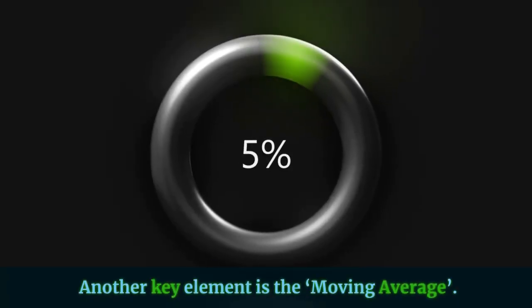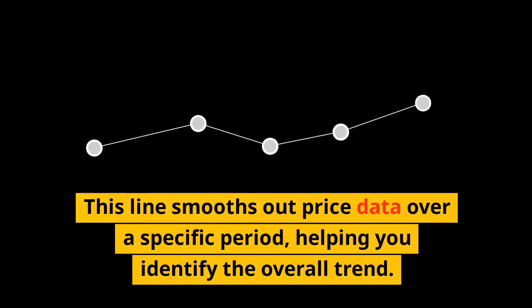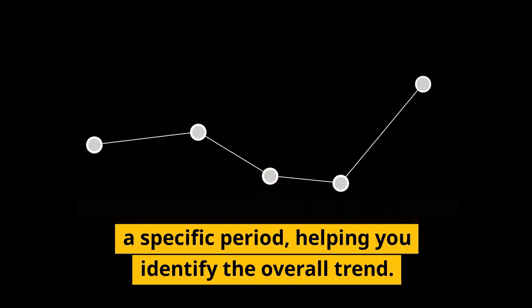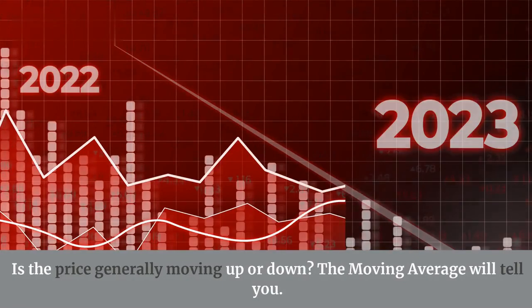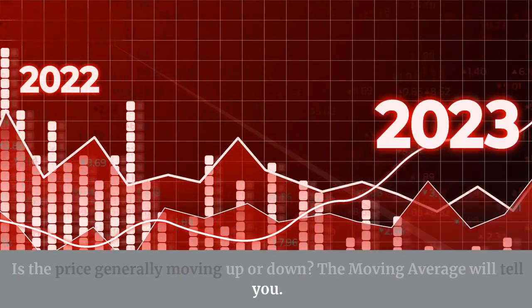Another key element is the moving average. This line smooths out price data over a specific period, helping you identify the overall trend. Is the price generally moving up or down? The moving average will tell you.